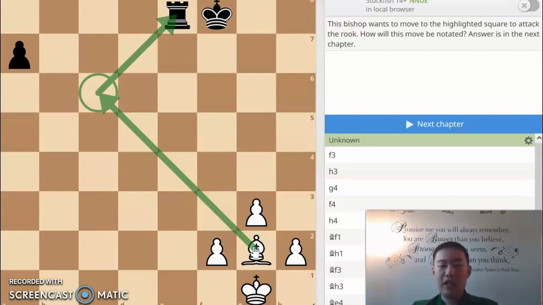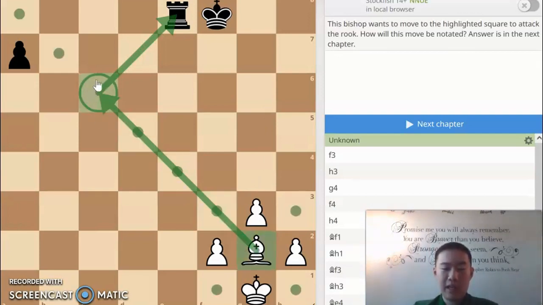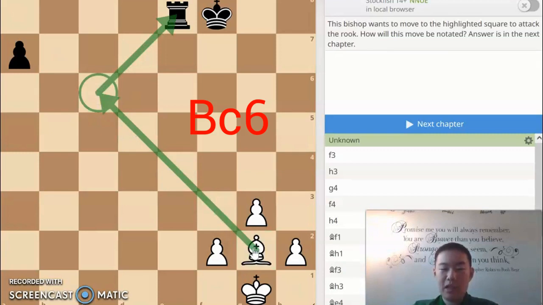So this move will be notated as bc6, because the square the bishop wants to move to is c6, and the bishop's prefix is b, so it will be bc6.